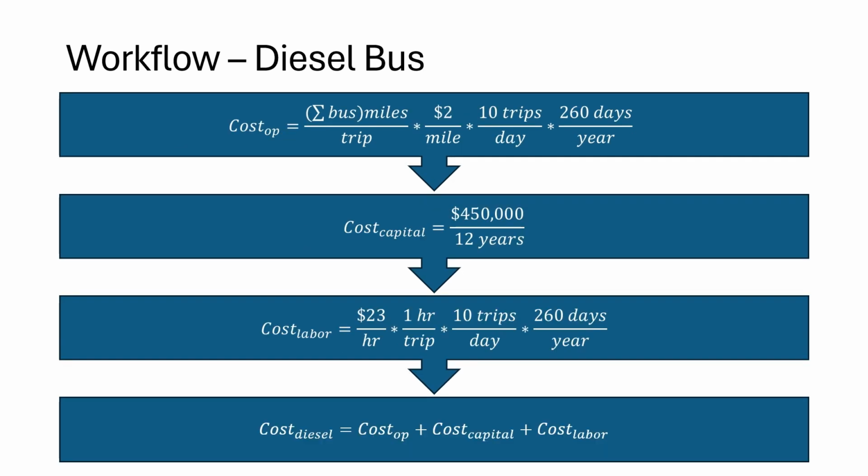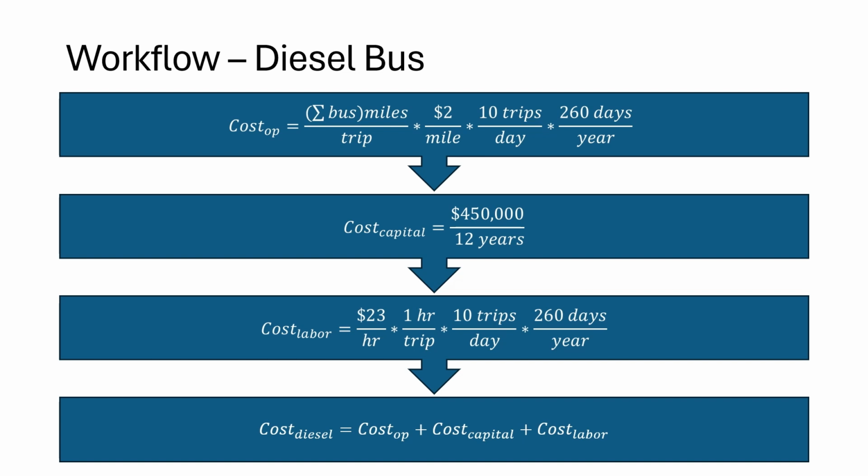To calculate the total cost per year for a diesel bus, we will first find the annual operational cost. We do this by multiplying the length of the bus route measured in miles by our assumed cost of $2 per mile for fuel and maintenance. Then we multiply that value by 10 trips per day for 260 days per year to get our annual operational costs. Next, we find our capital costs by dividing the $450,000 price of a diesel bus by the expected 12-year lifespan to get an average capital cost per year.